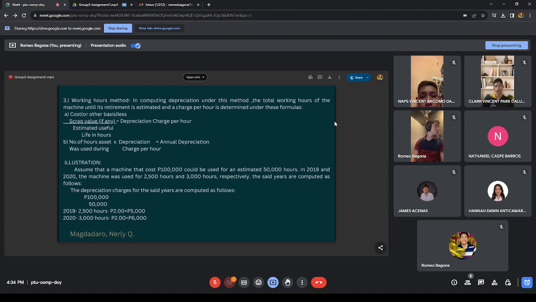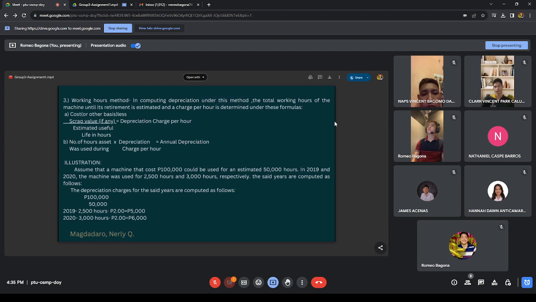So here we have an illustration. Assume that a machine which costs 100,000 pesos could be used for an estimated 50,000 hours. In 2019 and 2020, the machine was used for 2,500 hours and 3,000 hours respectively. So the depreciation charges for the said years are computed as follows. Here we're just going to distribute the cost, which is 100,000 pesos, divided by its estimated useful life in hours, which results in 2 pesos.